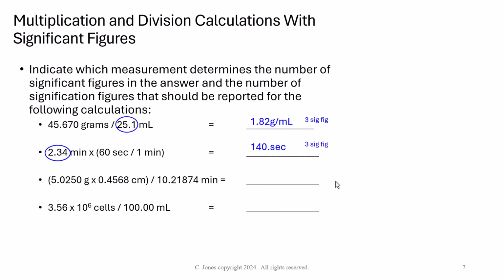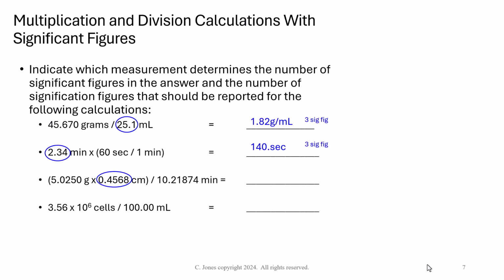Otherwise, we'd have to write 1.40 times 10 to the power of 3. Okay. And now we have 5.0250 grams times 0.4568 centimeters divided by 10.21874 minutes.